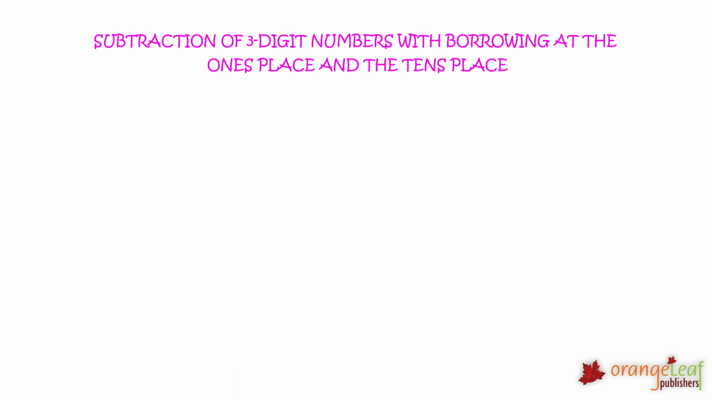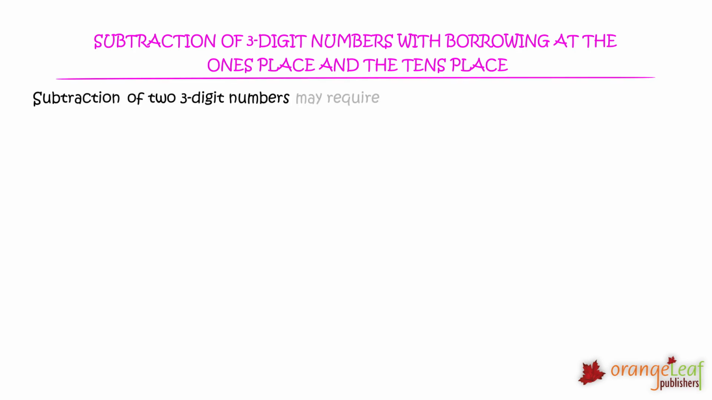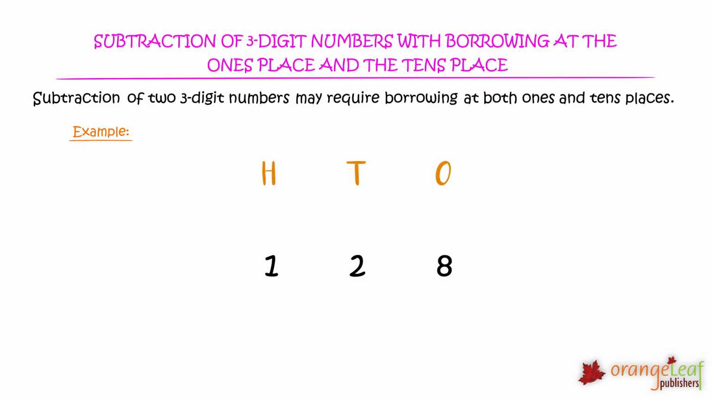Subtraction of 3-digit numbers with borrowing at the ones place and the tens place. Subtraction of two 3-digit numbers may require borrowing at both ones and tens places. For example, subtract 128 from 413. The number 413 has 4 hundreds, 1 ten and 3 ones. The number 128 has 1 hundred, 2 tens and 8 ones. Since there are not enough ones, borrow 1 ten and regroup it into ones.